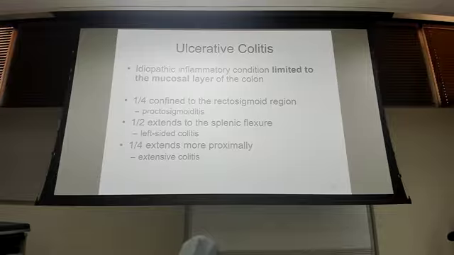About a quarter are in the rectosigmoid region. We term that proctosigmoiditis. About half extend up to the splenic flexure. You should know where that is. So that's left-sided colitis. And then a quarter more extend proximally, and that's extensive colitis. As I said, from the anus to the mouth, so anywhere in that tract.